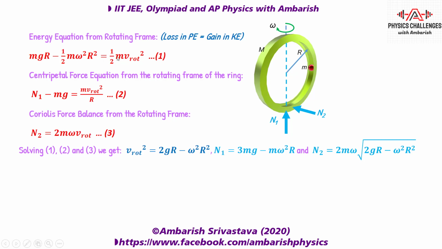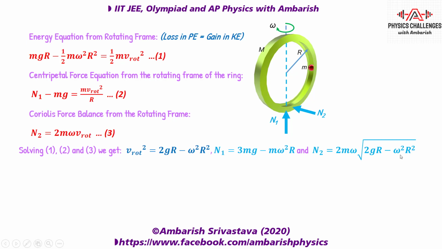Now we have three equations, so we can solve them. That's a simple job. We have three unknowns, N1, N2 and V rotating. Instead of solving for V rotating, I've solved for V rotating square, which is one and the same thing but more convenient, since I didn't want a square root here. So V rotating square comes out to be 2gr minus omega square r square. N1 comes out to be 3mg minus m omega square r, and N2 comes out to be 2m omega under root of 2gr minus omega square r square. Just solving three equations in three unknowns.